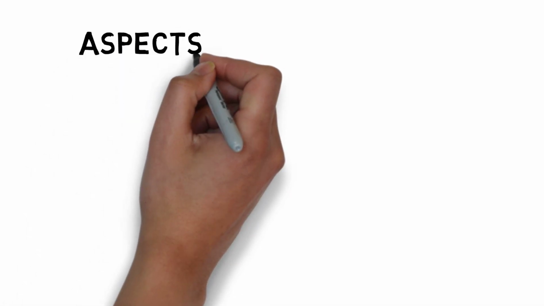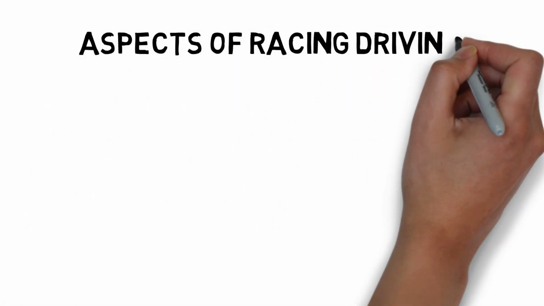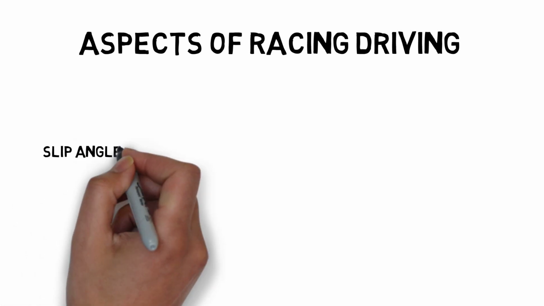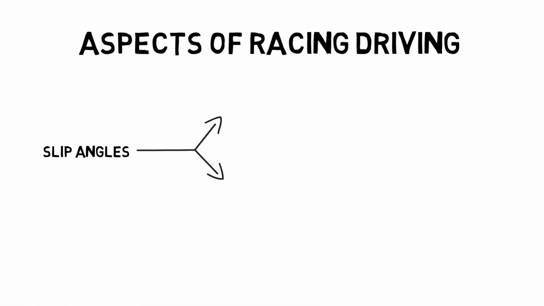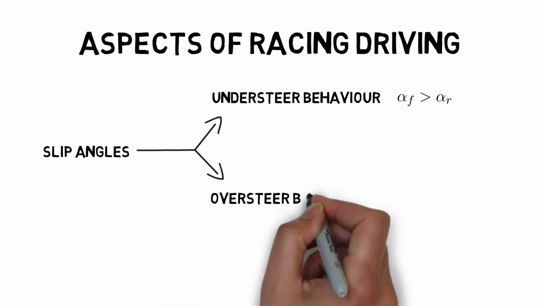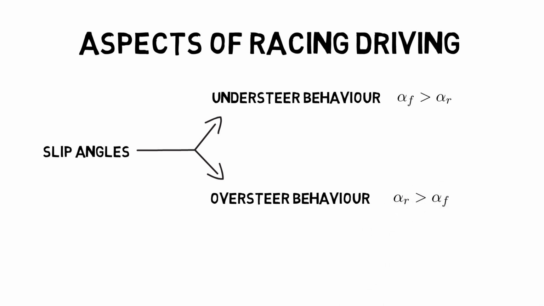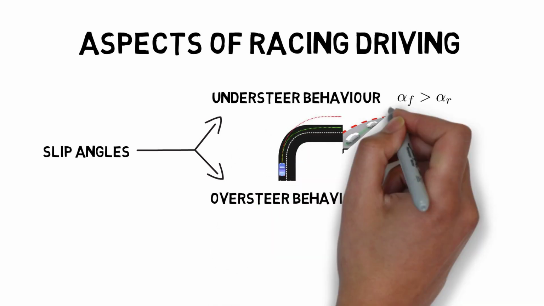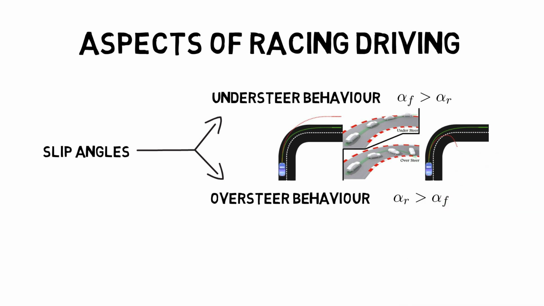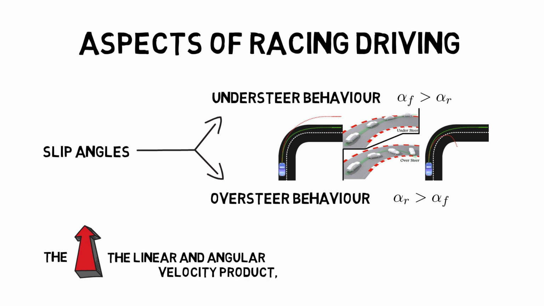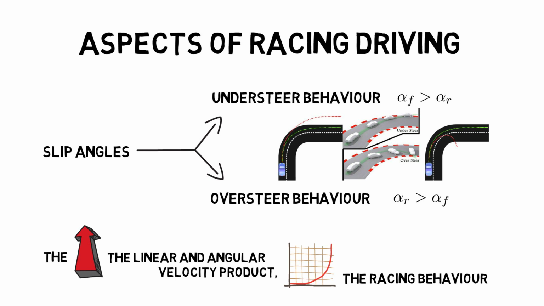At this point, we are going to take a look at some important aspects in racing driving. The first to consider is the front and rear slip angle status. If the vehicle has a front slip angle greater than the rear slip angle, then the car is in understeer behavior. By contrast, the vehicle will be in an oversteer situation if the rear slip angle is greater than the front slip angle. In addition to this, the higher the product of linear and angular velocities, the more extreme the racing behavior.